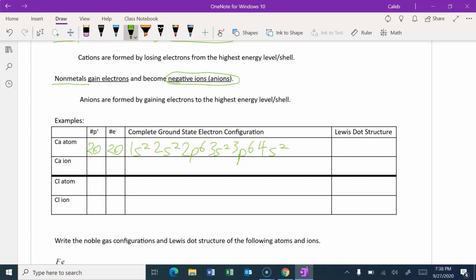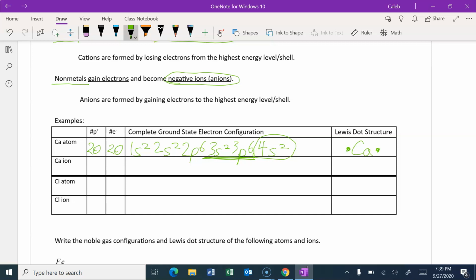And our Lewis dot structure, because it only has 2 electrons in the 4th energy level, it only has 2 valence electrons, we're just going to put Ca and draw 2 dots. That's the Lewis structure for a calcium atom. The calcium ion is different than the calcium atom because it's going to lose those 2 valence electrons so that it will have an outer shell of 8 valence electrons. So the new valence electrons are in that 3rd energy level. It's easier for it to lose those 2, so it ends up with 8, than to gain 6.